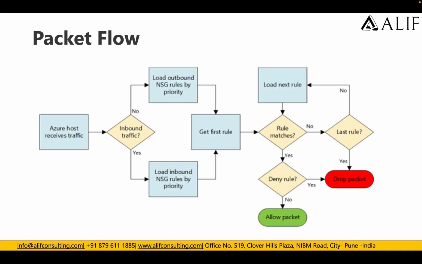Here is how the packet flow looks. Whenever traffic comes in, the NSG analyzes that traffic based on the source, destination information and the protocol information configured in the rule, and based on those rules and the priority of the rule, it allows or denies the traffic coming inside the VM.